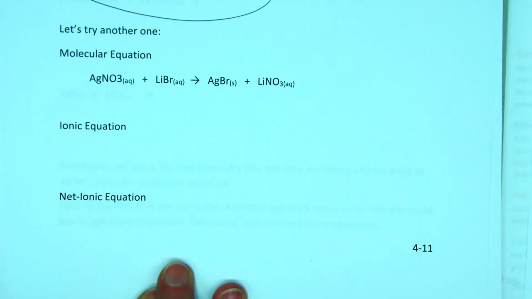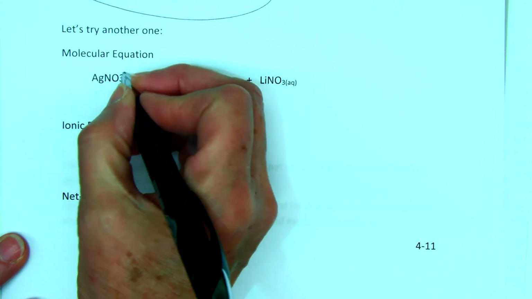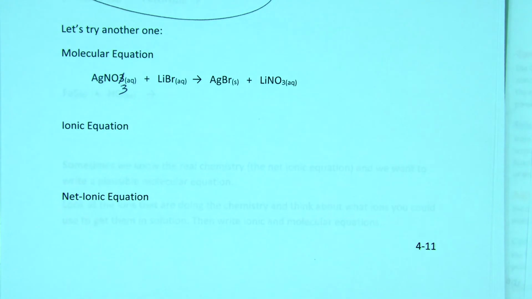So let's look at another one. This 3 is supposed to be subscripted. Fix it on your copy. So we have silver nitrate plus lithium bromide. They make silver bromide solid and lithium nitrate aqueous.